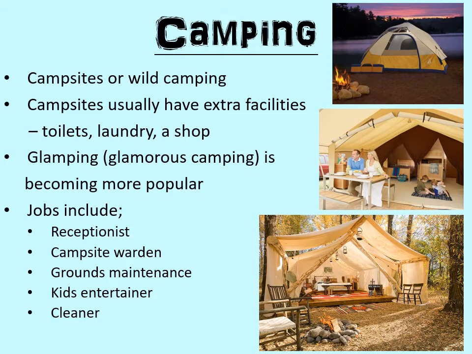So campsites often have extra facilities like a toilet block, a laundry, they might have a shop. Some campsites even have a little cafe or a restaurant where you can get food from. And becoming more popular is glamping. This is glamorous camping, so it's where you go and the tent or where you're going to stay is already set up. It might have a proper bed in it with a mattress, it might have a little fire, and we can see an example of glamping on the bottom picture.